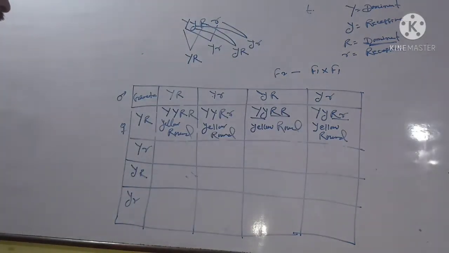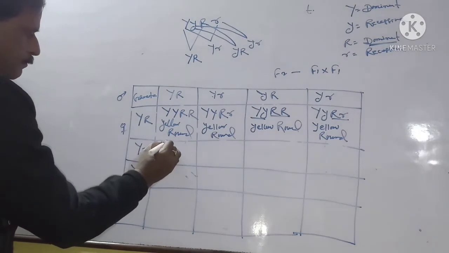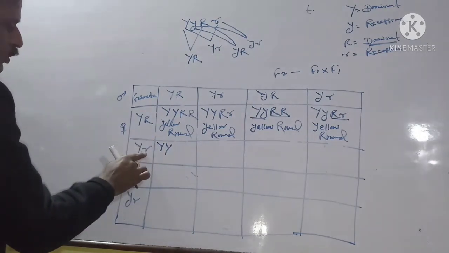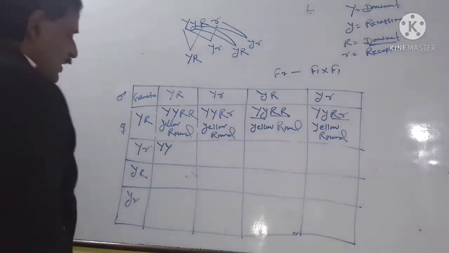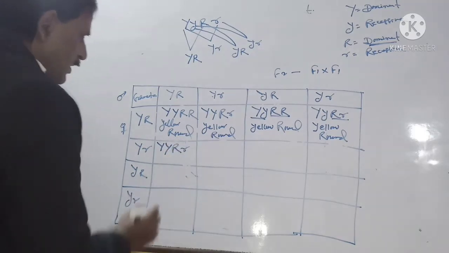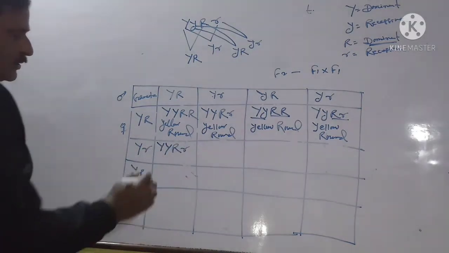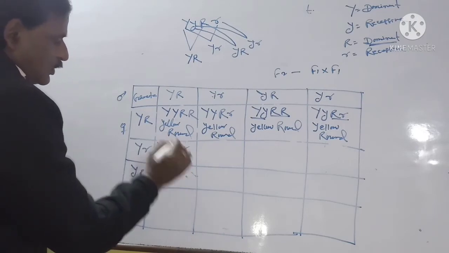The next is capital Y or small y, capital R, small r. We first write the capital letter, that is capital R, then small r. The capital Y denoted yellow and capital R denoted round.